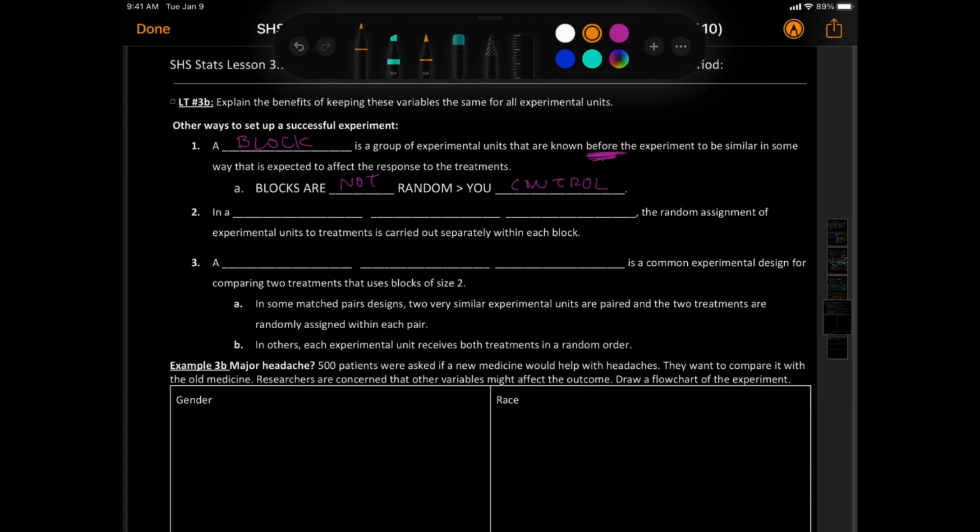In a more specific one, in a randomized block design, the random assignment of experimental units to treatments is carried out separately within each block. And then lastly, another one is called a matched pair.